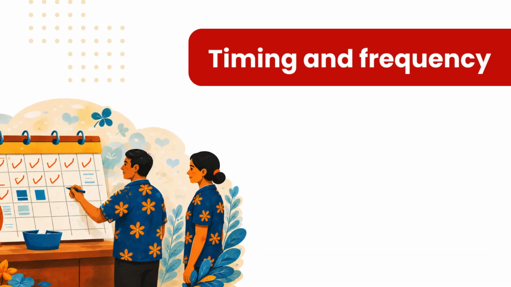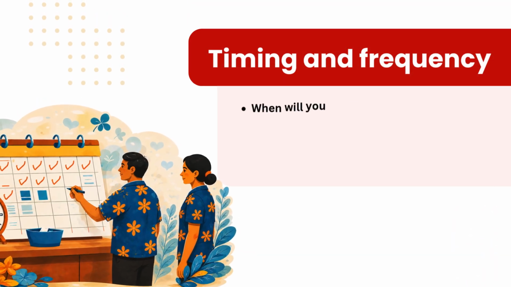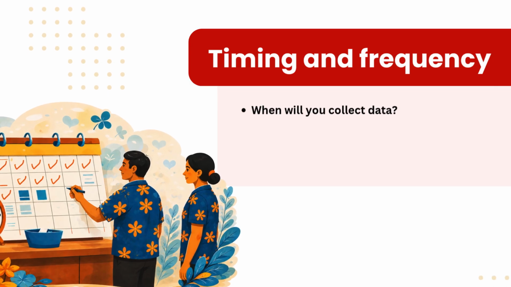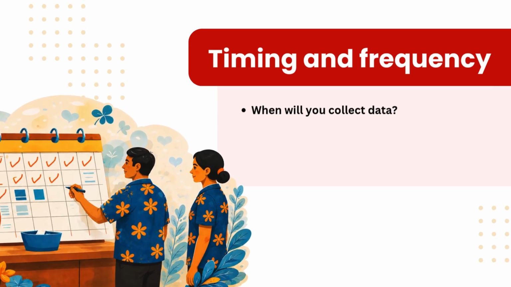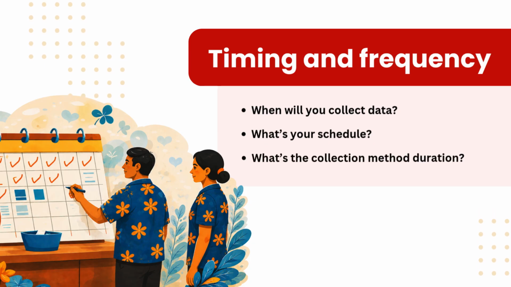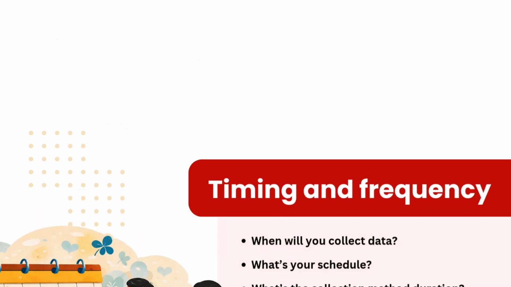Timing and frequency. Plan carefully when you will survey mosquitoes. This could be at set time intervals or at specific times, such as at the peak of the rainy or dry season or after extreme weather events. Decide on a schedule, once off, monthly, bi-monthly, or weekly. Set the duration for each collection method, such as leaving ovitraps in place for 5 days each month.